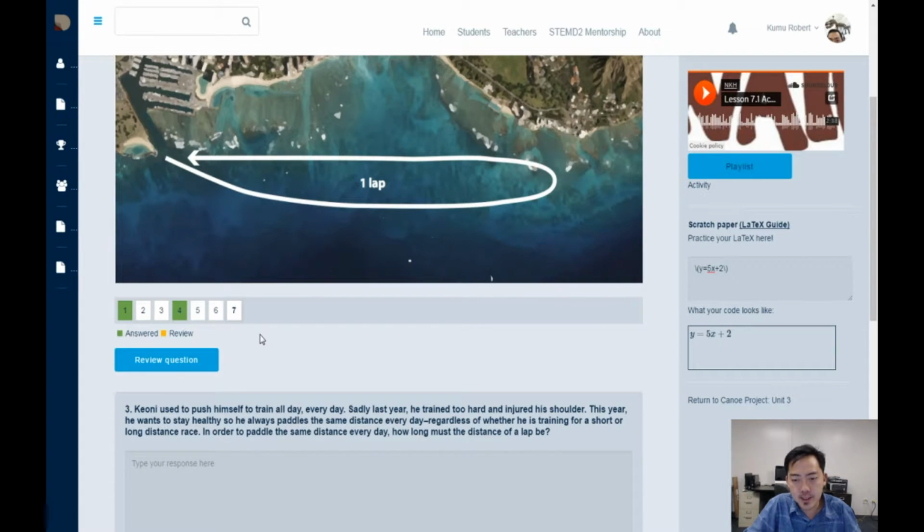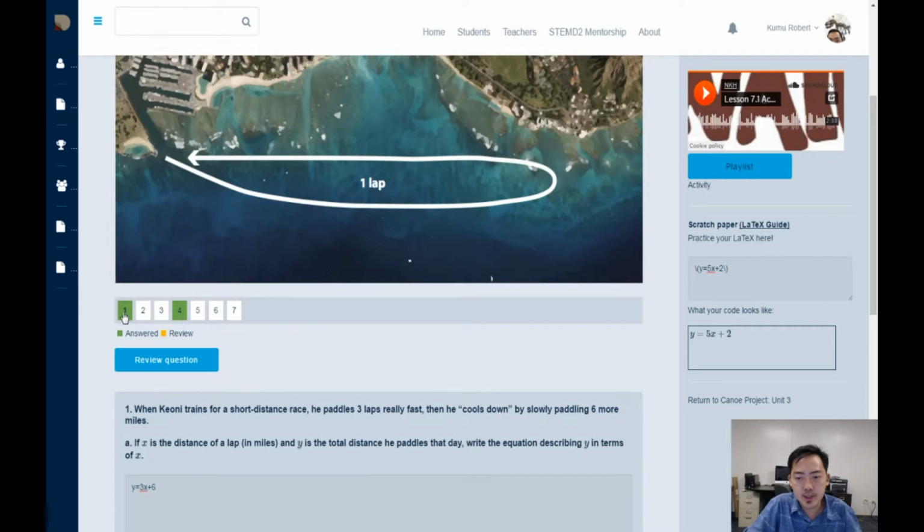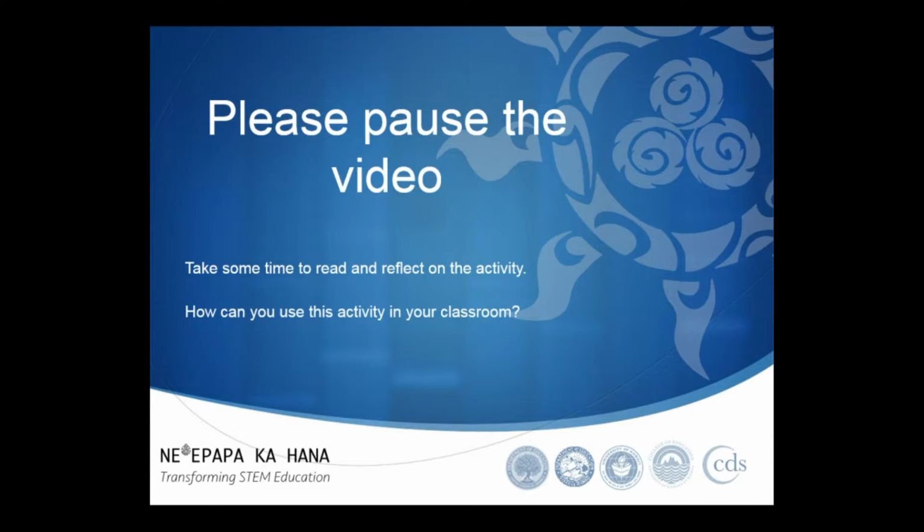Finally, we are faced with a scenario where Keone wants to paddle the same distance, whether he's training for a short distance or a long distance race. In other words, we want to solve the situation where the first equation is equivalent to the second equation. That's it for this activity. Please go ahead and pause the video and read and reflect on it.